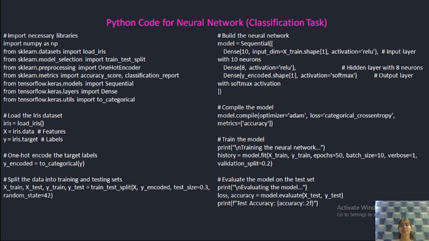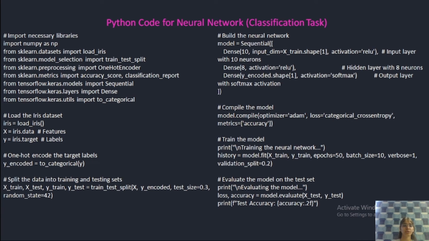Now we are using Python for neural networks. You can use any other language as you want. In this video we are using Python. So first you have to import the necessary libraries of Python for easy running of code. We have imported NumPy as np, load_iris, train_test_split, Sequential, Dense, to_categorical, classification_report, and many more libraries here. You can import according to your need.